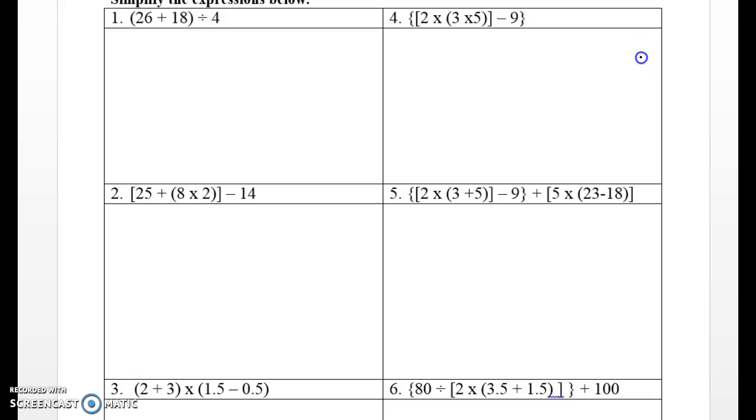Let me go ahead and write our acronym. So we have our grouping symbols, we have our exponents, we have multiplication or division, we have subtraction or addition. So I'm going to start off with this, which is 3 times 5, and it's 15. Again, I'm going to bring down everything that I didn't use.